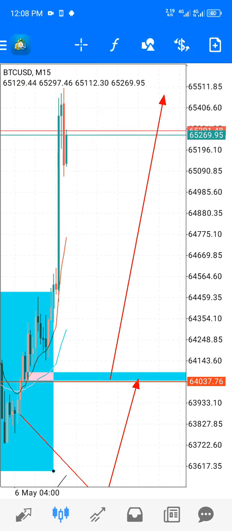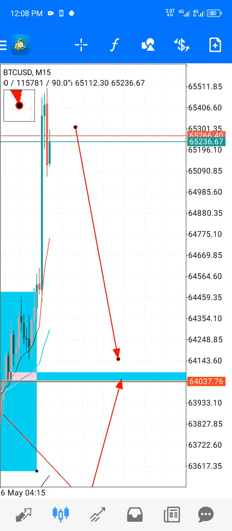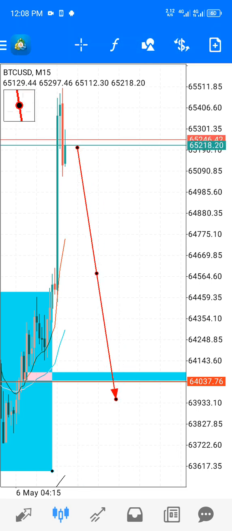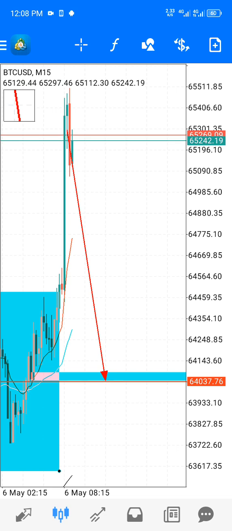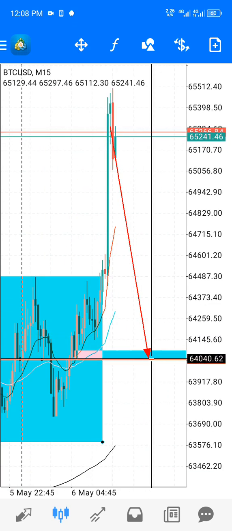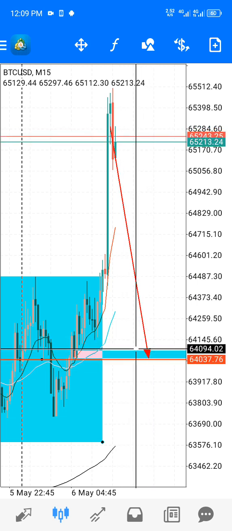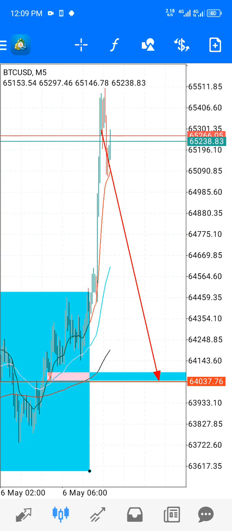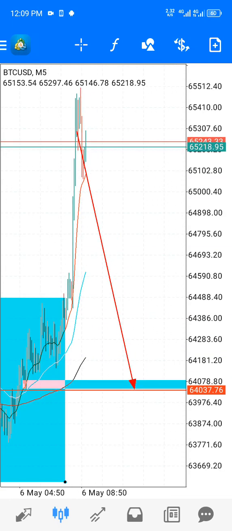On reaching the middle of the Asian box like this, after reaching the middle of the Asian box, we are supposed to get the candle change. But when it reaches the middle of the Asian box, we turn to the minute 5. We return to minute 5. This is where we take our entries.